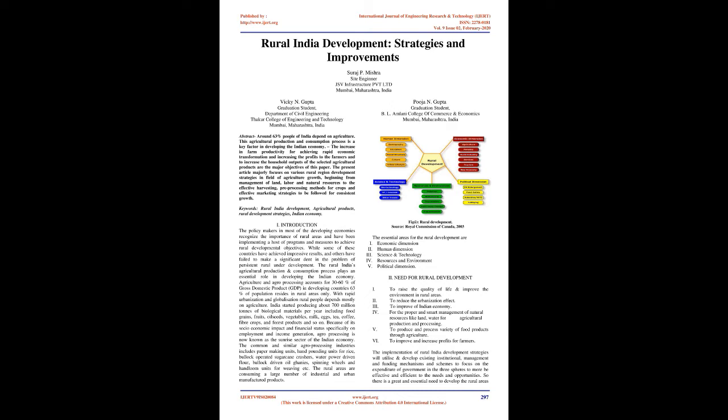The increase in farm productivity for achieving rapid economic transformation, increasing the profits to the farmers, and increasing the household outputs of the selected agricultural products are the major objectives of this paper. The present article majorly focuses on various rural region development strategies in the field of agriculture growth, beginning from management of land, labor, and natural resources to the effective harvesting, pre-processing methods for crops and effective marketing strategies to be followed for consistent growth. Keywords: Rural India Development, Agricultural Products, Rural Development Strategies, Indian Economy.